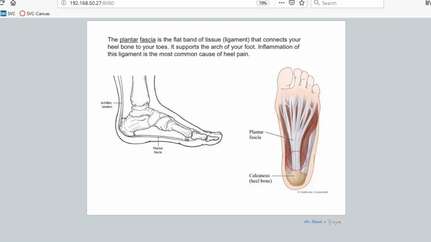Okay, and then if you look at the bottom of the foot, you have this fascia, this band of tissue, that ligament that basically connects from your calcaneus to your toes here, and that's called the plantar fascia. And I bring that up because that's important. Well, one, it supports the arc of your foot, but people also experience inflammation there, plantar fasciitis, which can be quite painful. Okay, that's good.